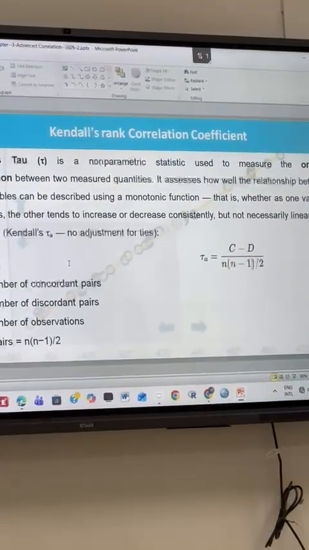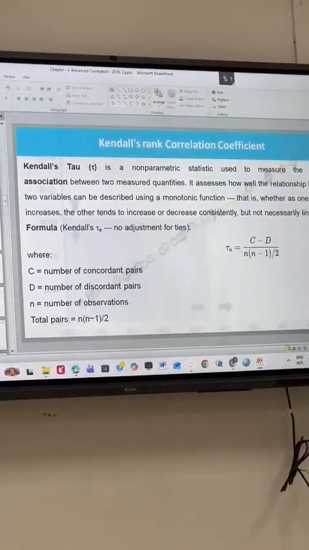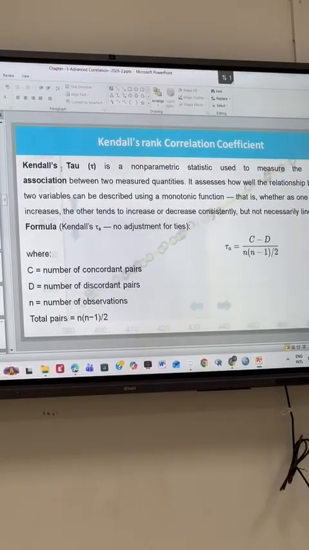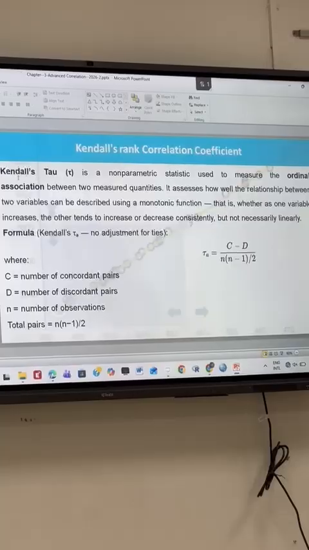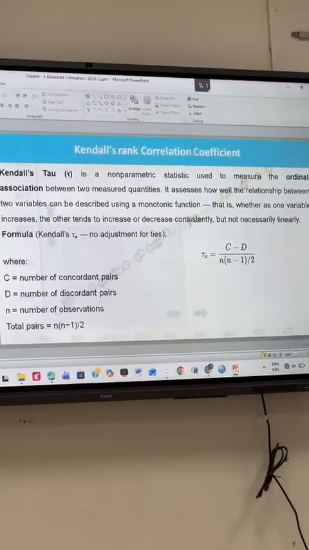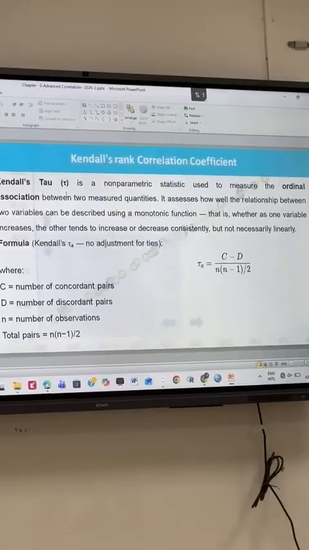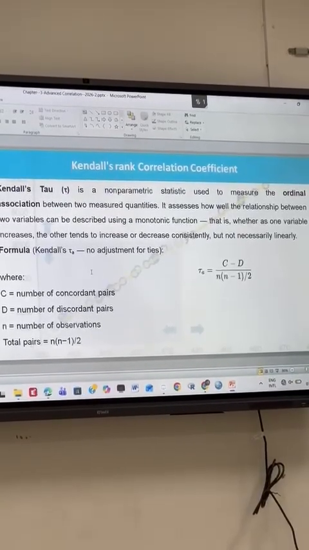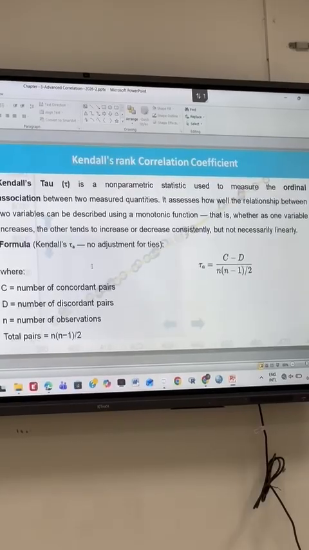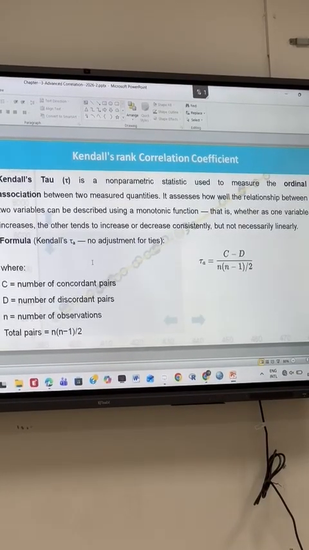Now the Kendall-Tau correlation coefficient. Same question: which Greek letter is used to show the Kendall-Tau correlation coefficient? This is known as tau. Clear? The first one is wrong. Which Greek letter is used to show the Kendall-Tau correlation coefficient? Tau. Yes.